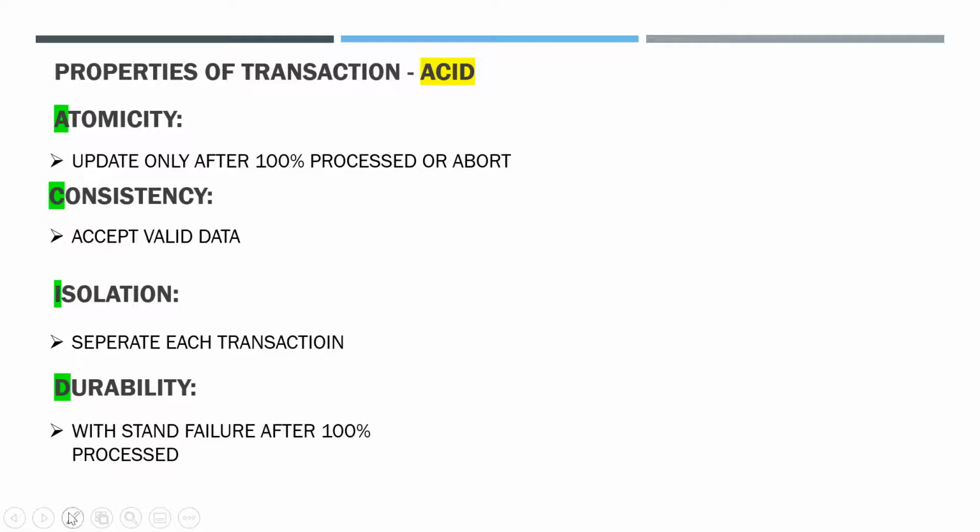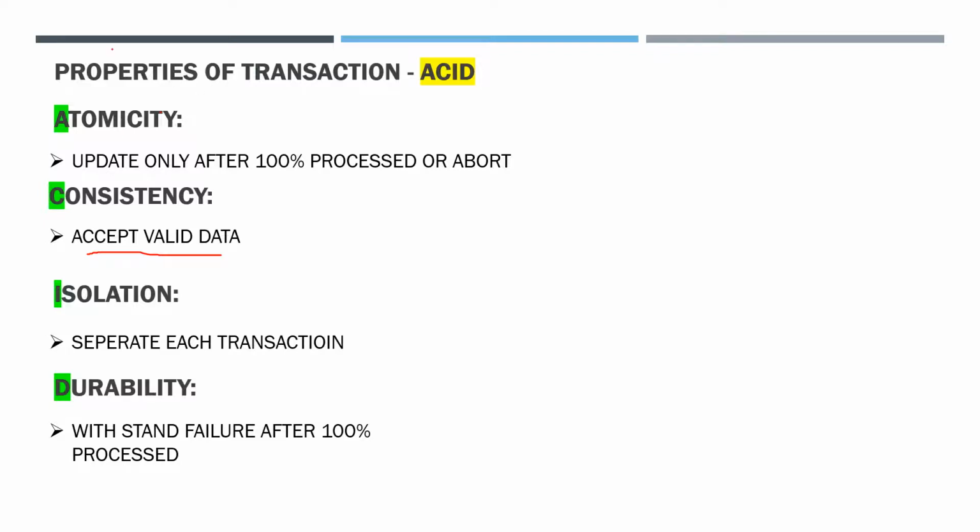The second property is consistency. Consistency means accept only valid data. Whatever the transaction processing system is, it should accept only valid data. For an ATM, when we insert the ATM card, it will ask for the ATM pin. We will enter only numerical numbers. It shouldn't accept alphabetical characters or alphanumeric input. It should accept only numerical numbers, 1 2 3. It should accept only numbers.